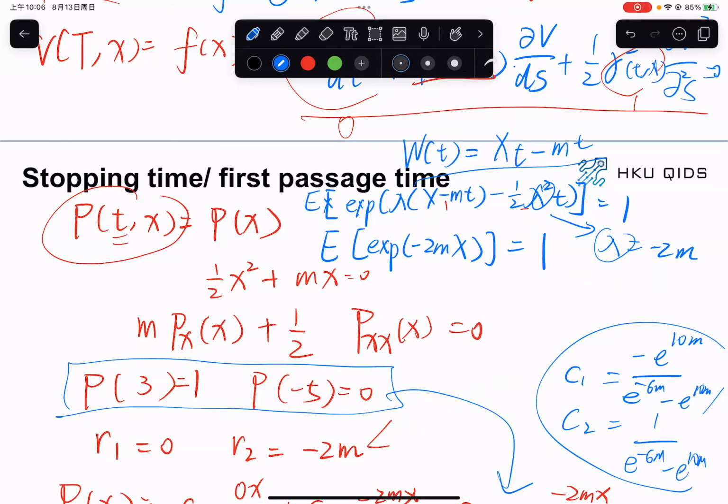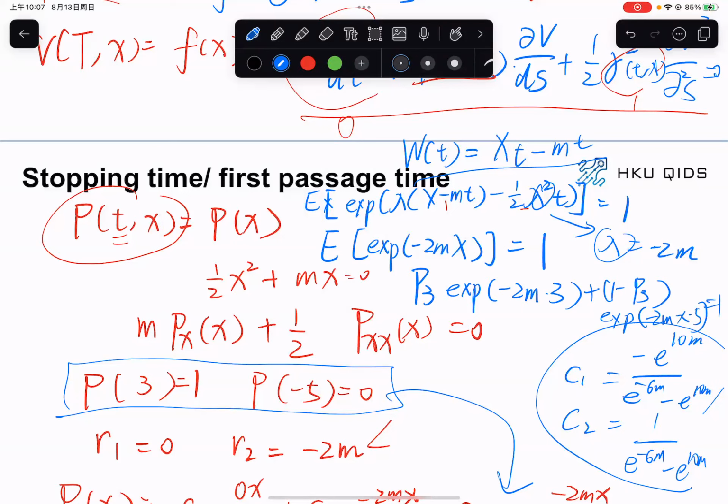And we know again, a martingale stopped at a stopping time is still a martingale. So we have P3 multiplied by exponential -2m times 3, plus 1 minus P3, where it is going to be stopping at -5, multiplied by exponential -2m times -5, is going to be 1. So we can also solve out this part, okay?